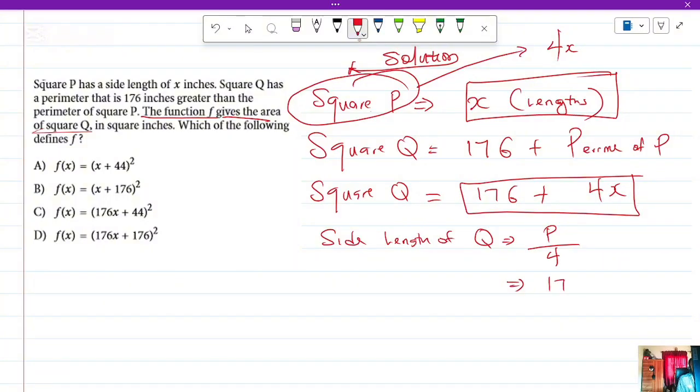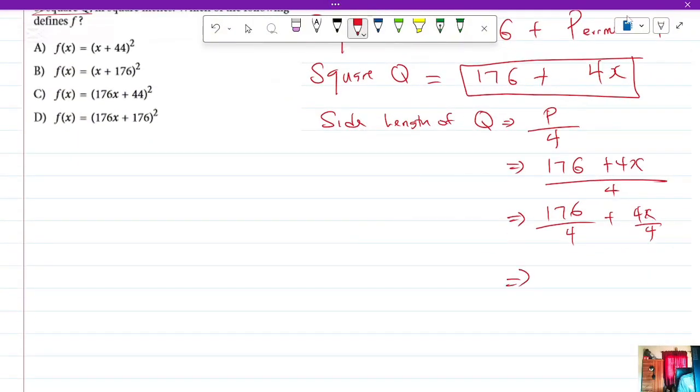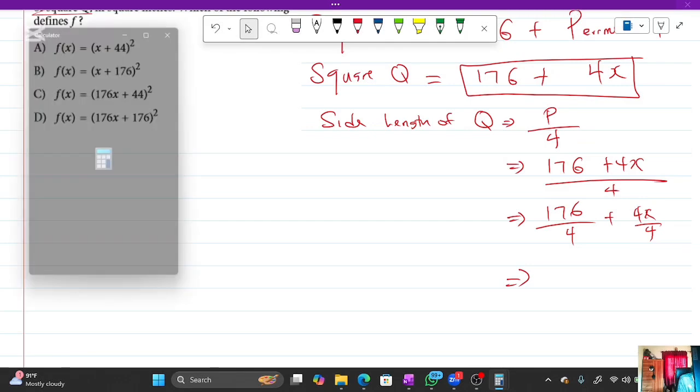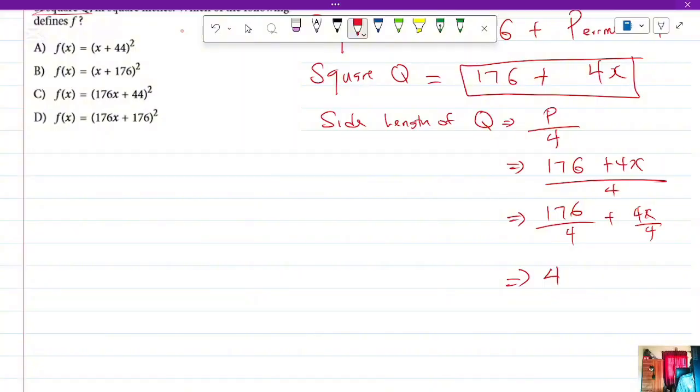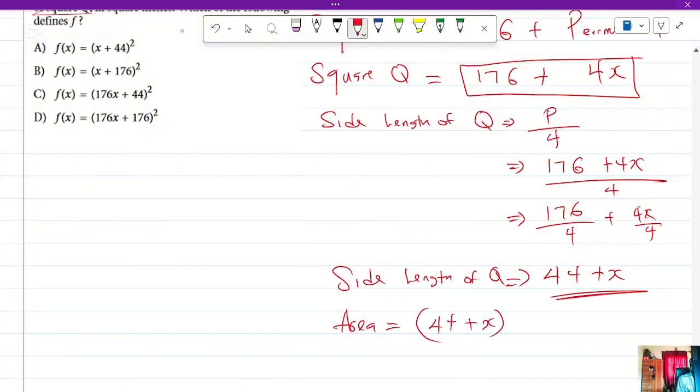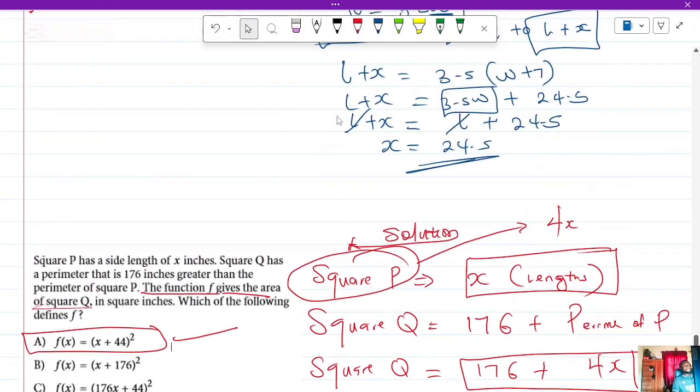So we have 176 plus 4x over 4. So if you split it, 176 over 4 plus 4x over 4. So looking at this, what is 176 divided by 4? That will give you 44. So we have 44 plus x. So that means the side length of Q is 44 plus x. So now for us to find the area, it's going to be 44 plus x to the power of 2. So that is just how you can get that answer. It's as simple as that.